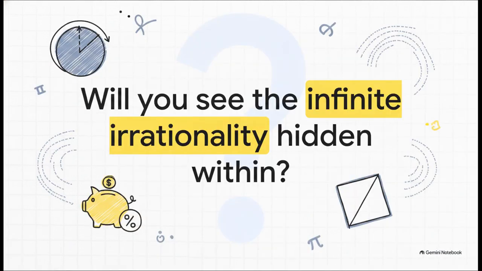Which brings us to a final thought. Next time you measure a circle, or check the diagonal of a room, or even just look at your bank account, ask yourself, are you looking at a neat, predictable, rational number, or is there a wild, infinite irrationality hidden just beneath the surface? Thanks for joining me for this explainer, and definitely keep exploring the incredible numbers all around you.